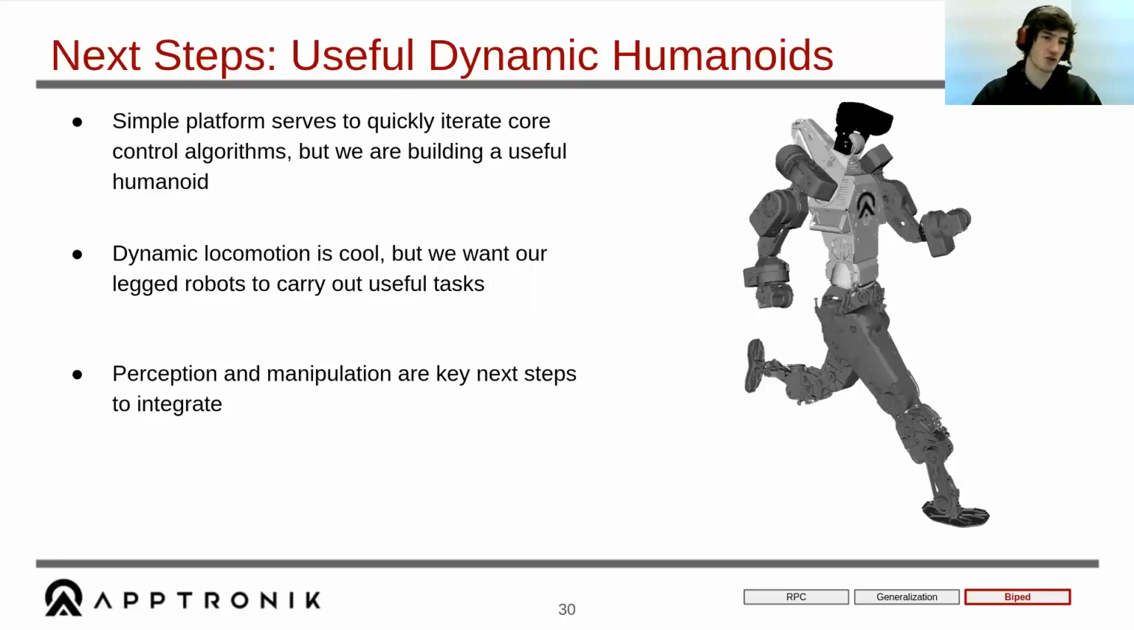So the next steps from there would be to integrate perception and manipulation and have those coexist with the RPC algorithm, which was designed to be blind. The goal is to have the locomotion controller able to operate without perception or any kind of environment sensing, but to benefit from it if we do have access to it. So those are the next steps.